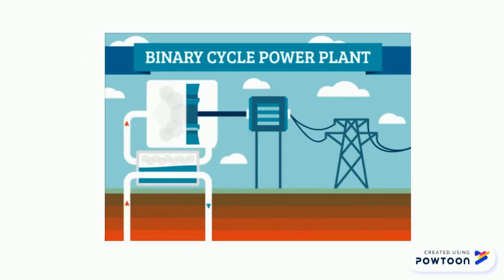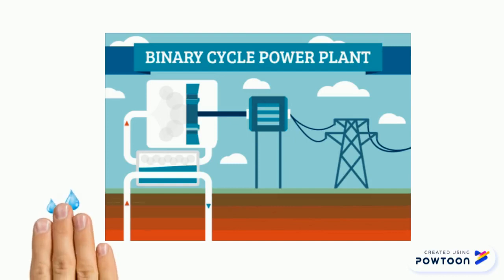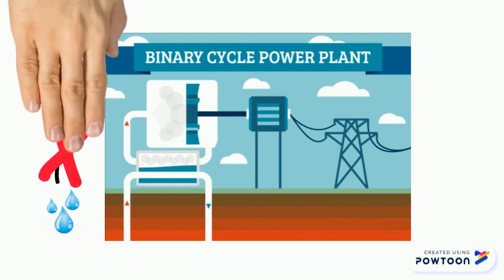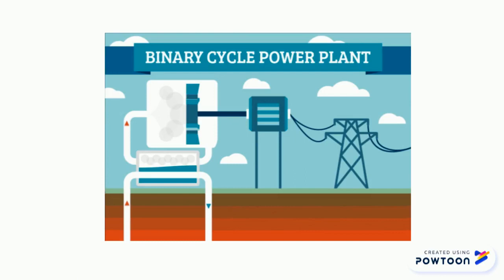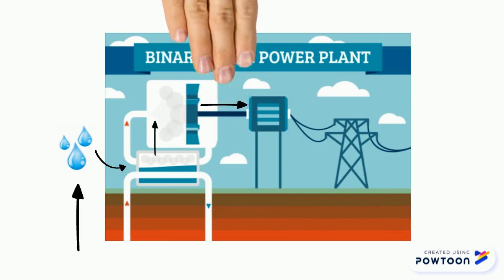In binary cycle power plants, the water/steam never actually goes directly into the turbine. The hot water is extracted from the ground and is put into a heat exchanger where it heats a second liquid. This second liquid is then turned into steam and pumps into the turbines that power the generator.